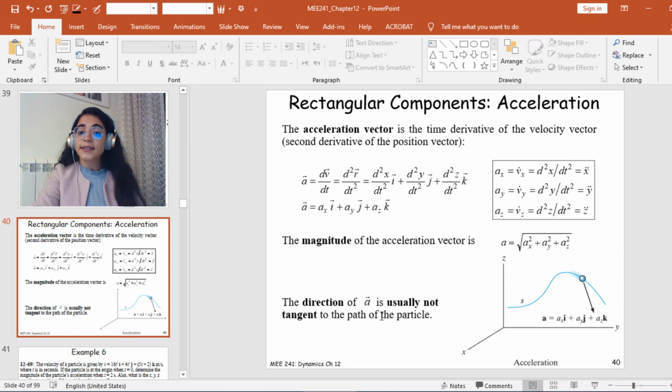Right? So this is all about the curvilinear motion in rectangular components. A direct application of this curvilinear motion is the motion of the projectile. So let's go over it.